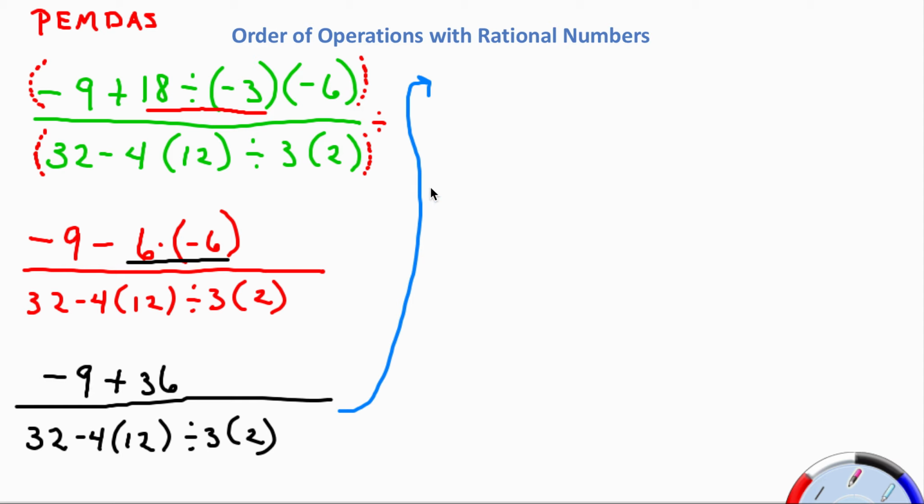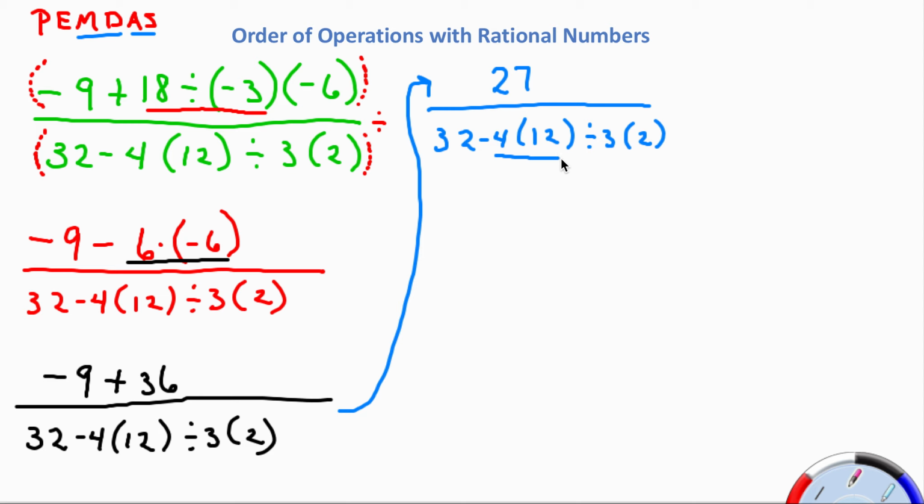Now I'm just going to go down and work inside the parentheses on the bottom, the denominator. So I start over with parentheses, but these parentheses are just holding a number. Exponent, there's no exponent. Multiplication and division, whatever comes first. This time there's a multiplication that comes first. So I have negative 4 times 12. One sign means negative.